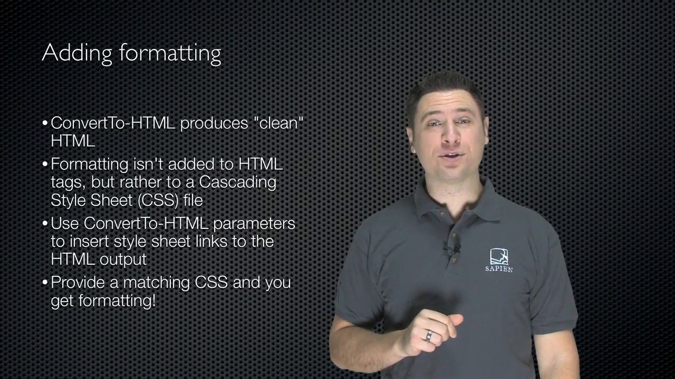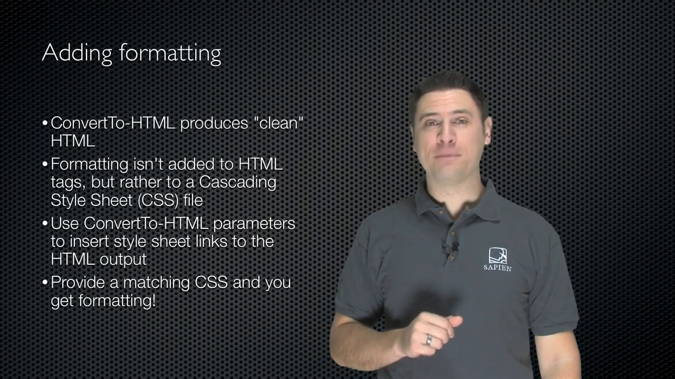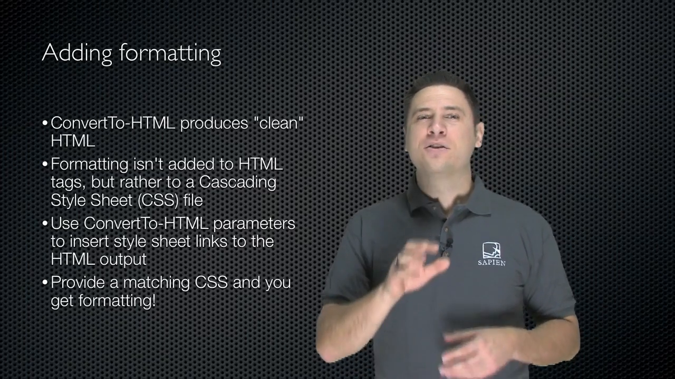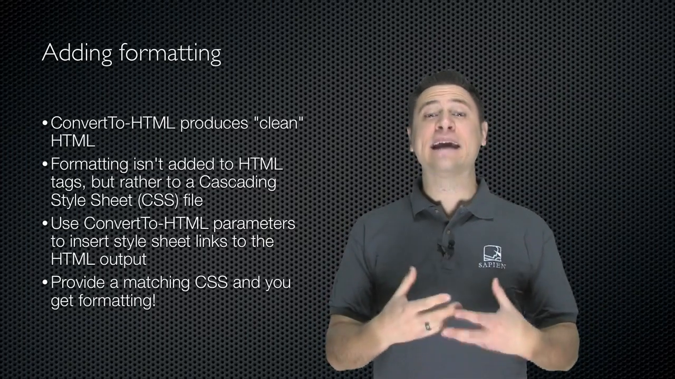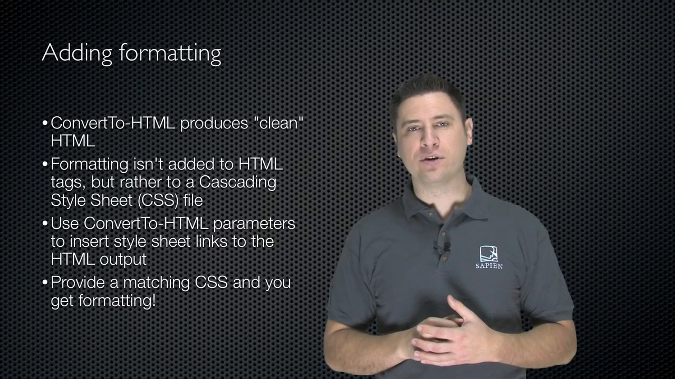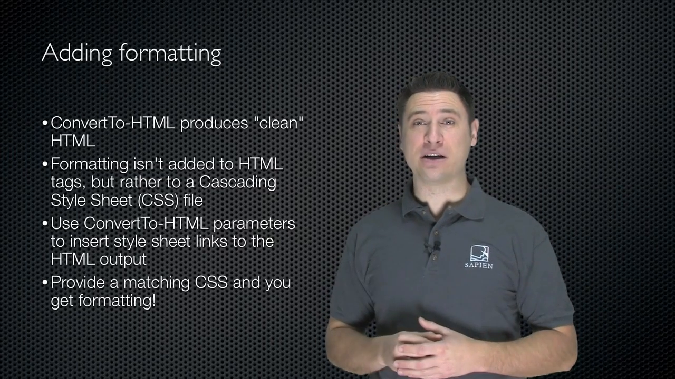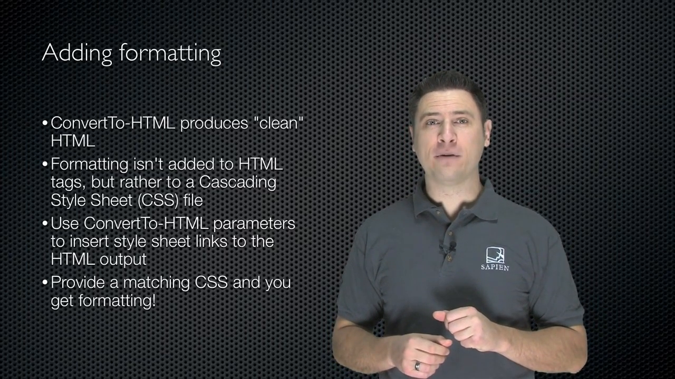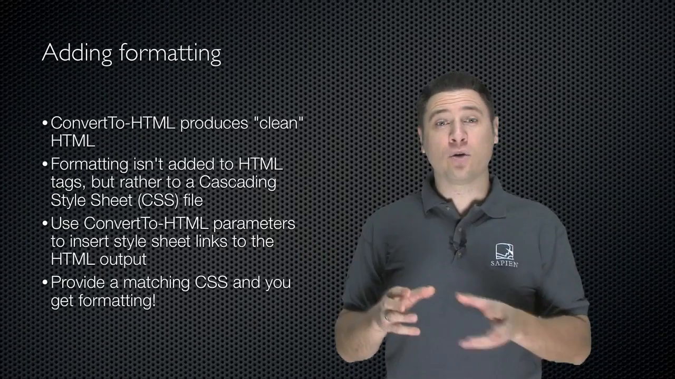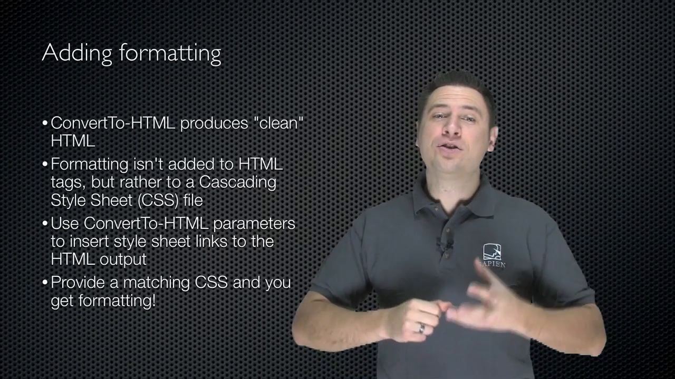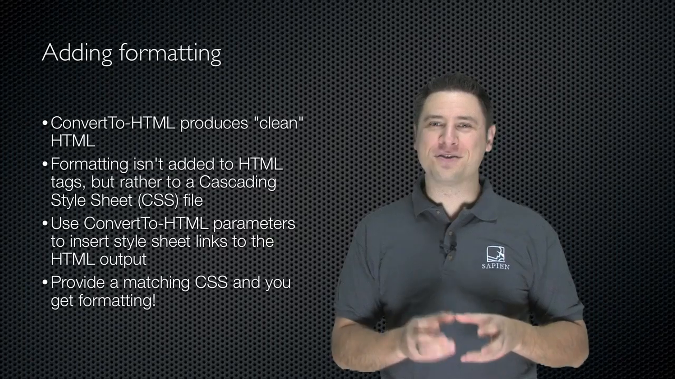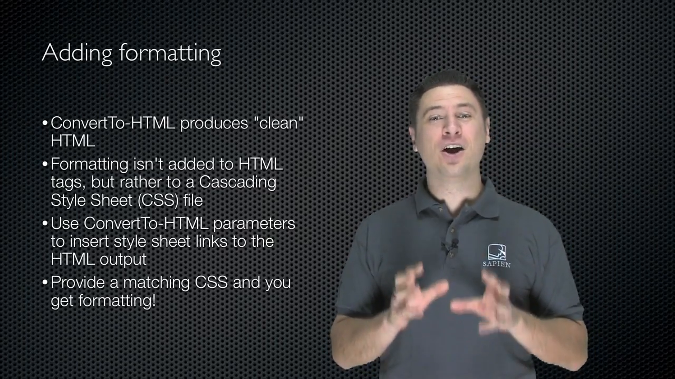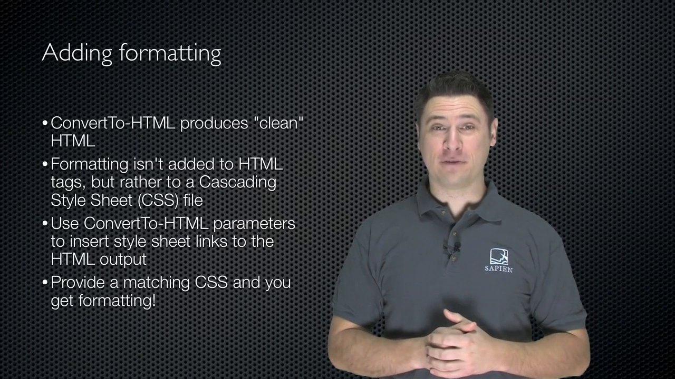ConvertTo-HTML produces what we call clean HTML. Not a lot of formatting. Of course, not a lot of formatting means it looks kind of plain. So formatting isn't supposed to be added into HTML code. Instead, what you're supposed to do is create a cascading style sheet, or CSS. You would then use parameters of ConvertTo-HTML to link or insert or attach that CSS to the HTML. This produces the cool formatted HTML tables and everything, and that is what gives you the great looking HTML reports you might have been looking for.